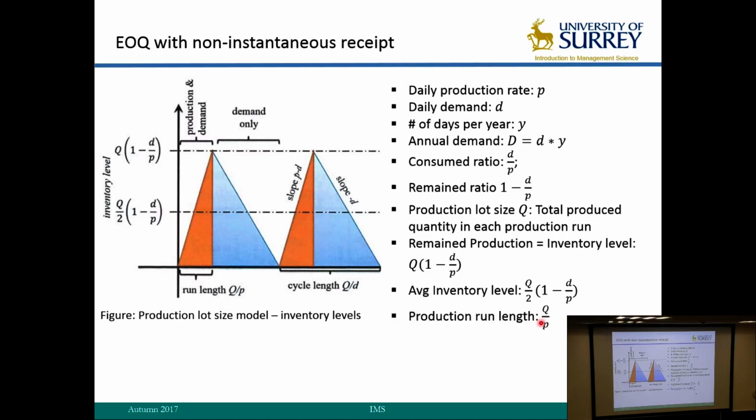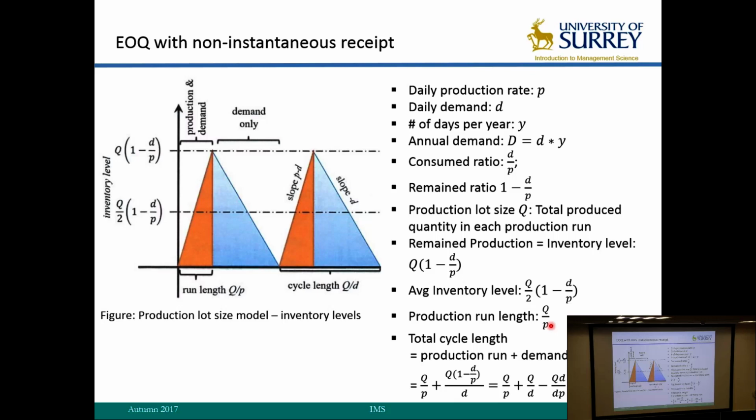Okay, and production run length. If we know Q, that's the total production, and we can produce a total quantity of products during several days, and every day we can produce P. So how many days are we running? Q divided by P, apparently.